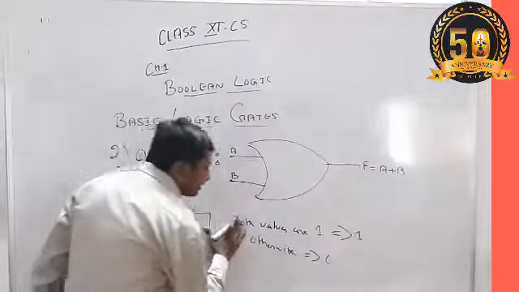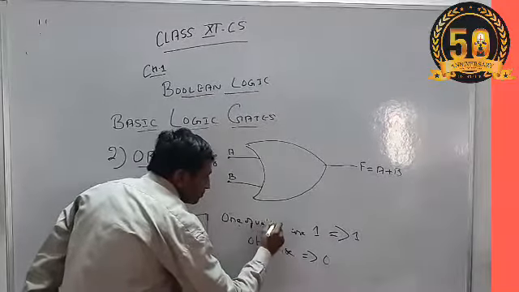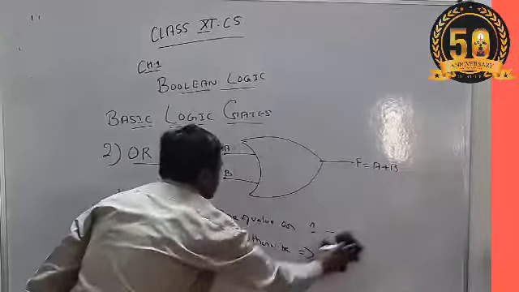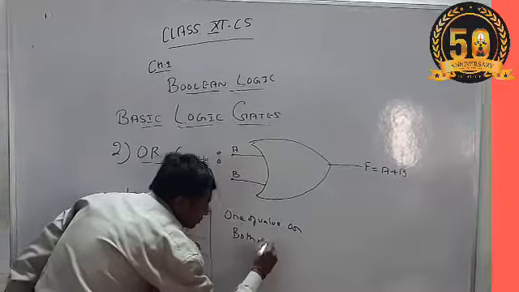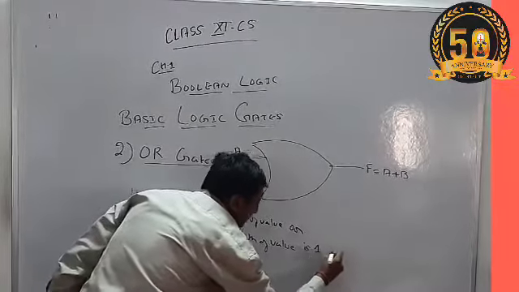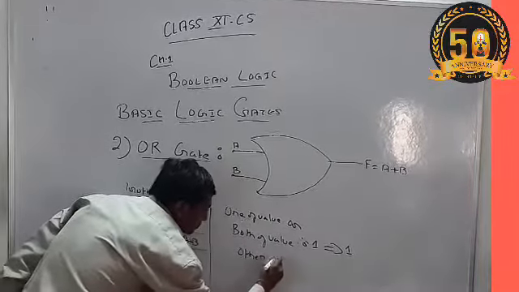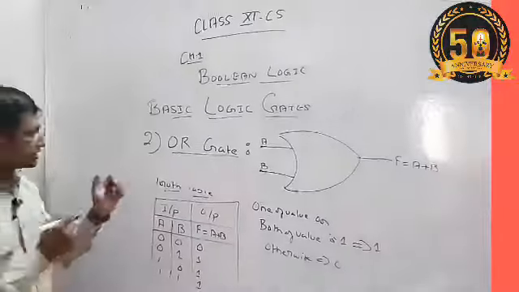So it says when one of the values or both of the values is 1, then the output is 1, otherwise the output is 0. So the first gate is the AND gate, the second is the OR gate.